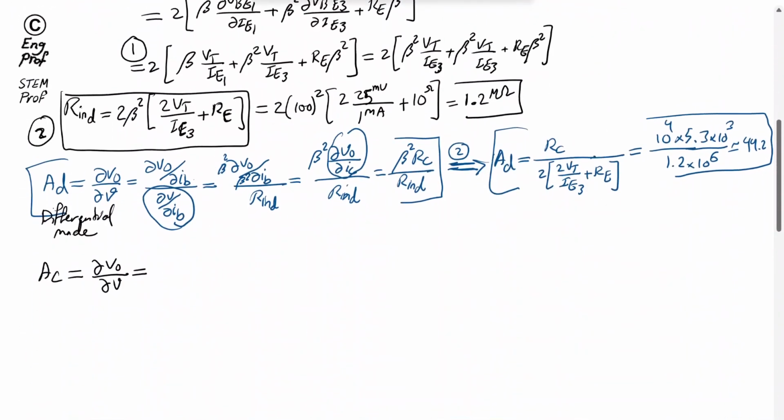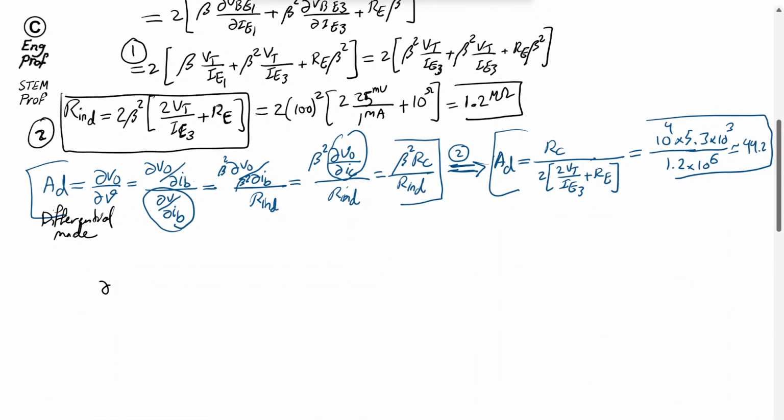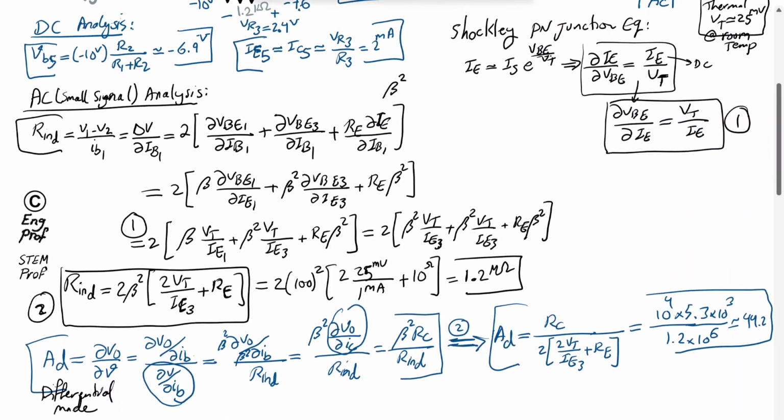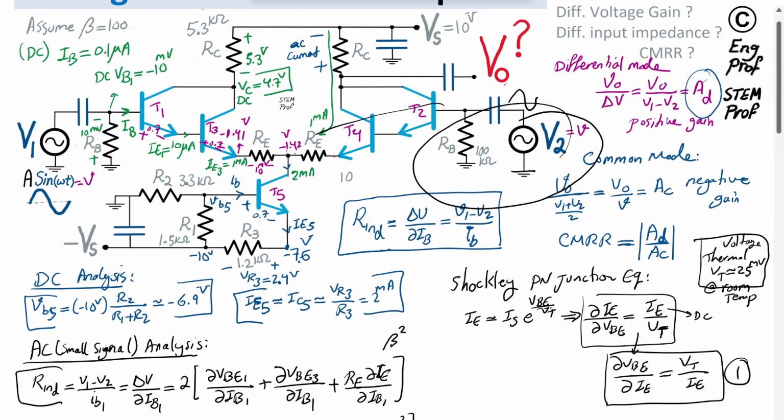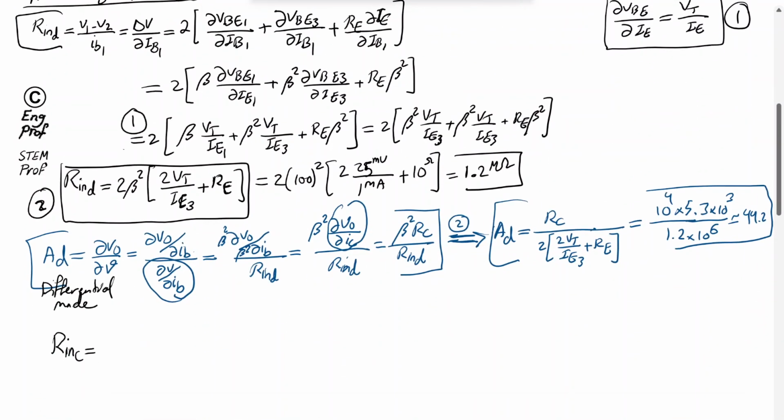So therefore what I'm trying to say is, maybe the best way I can say it, the R in, from the perspective of one of those applied voltages in common mode, is equal to... remember in the differential mode we had this equal to that, so hence we had the factor of 2 involved for the differential input impedance. So that's why we have a 2 here.